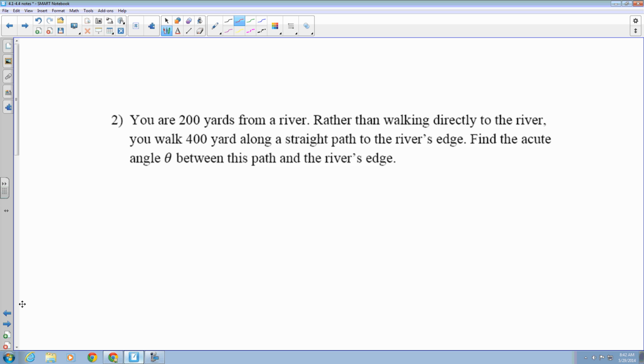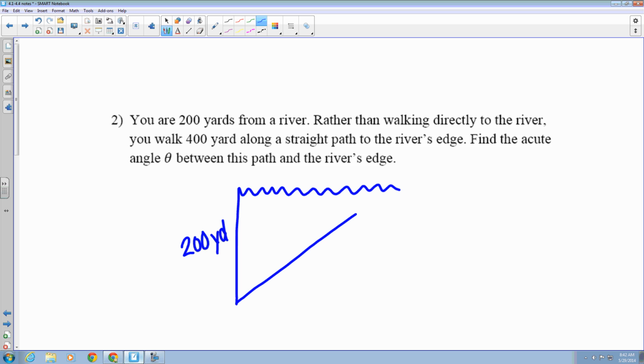Two more quick examples of solving for triangles. We are 200 yards from a river. So here's my river. I'm 200 yards from the river. Rather than walking directly to it, there's a 400 yards along a straight path to the river's edge. Find the acute angle between the path and the edge, which would be right there.